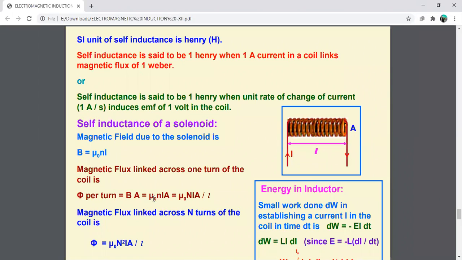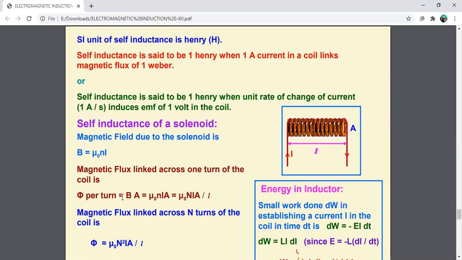Then self-inductance will get changed. So you know the magnetic flux linked with a single turn of the coil. But in the length L of the coil, there are so many turns. So the total number of turns of the coil is capital N. So the number of turns per unit length is equal to capital N divided by L, equal to small n. So in place of small n, we place capital N divided by L. L is the length of the solenoid here.